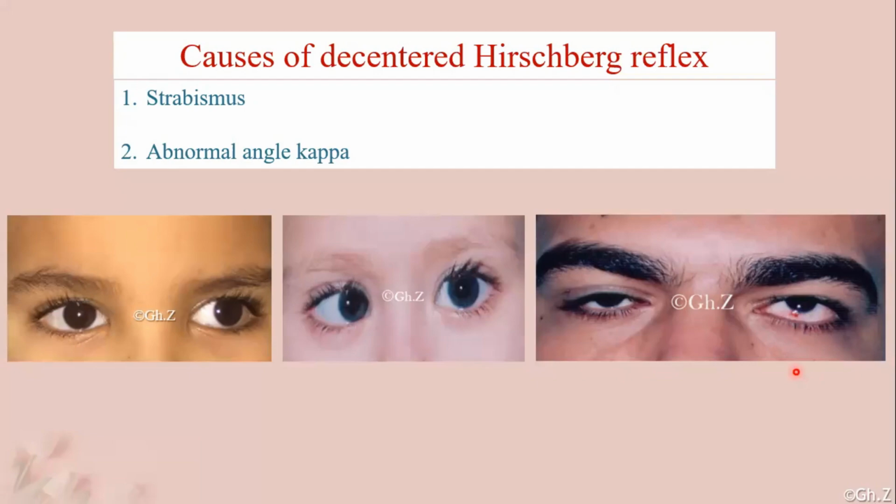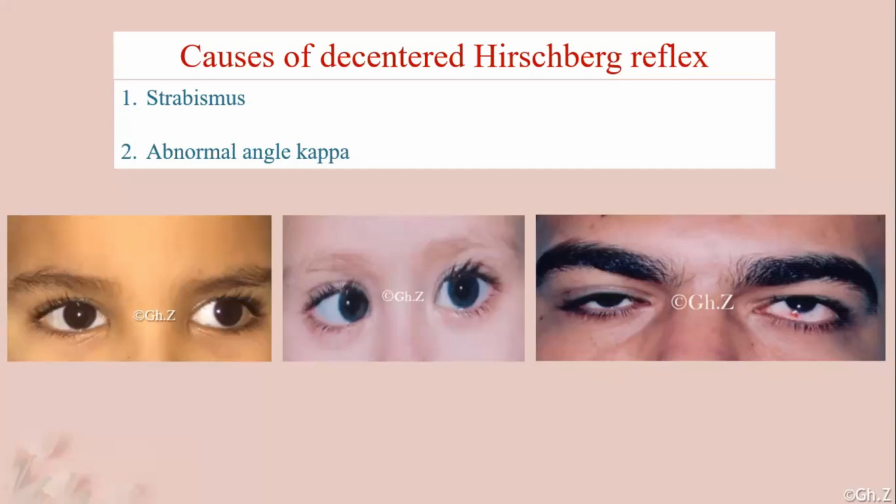Okay, so when we see marked decentration in Hirschberg or a vertical decentration, don't say abnormal angle kappa in your differential. Say it's a strabismus, it's a manifest strabismus, and you have to specify which type of strabismus: XT or exotropia, or esotropia, or hypertropia, or hypotropia. And you have to add to the examiner, I need to do cover test to confirm its presence.